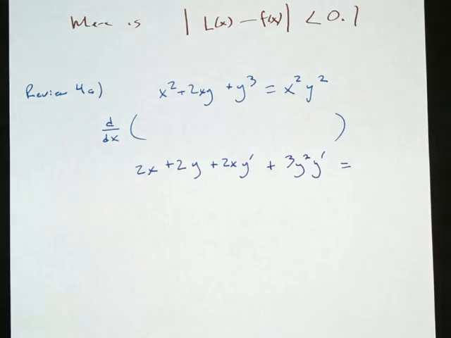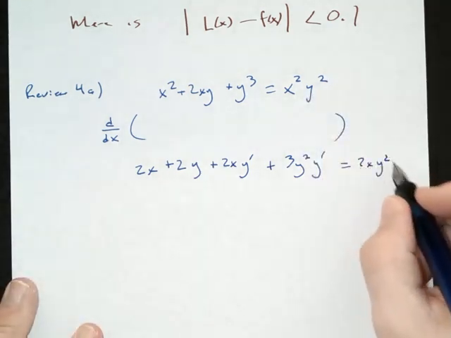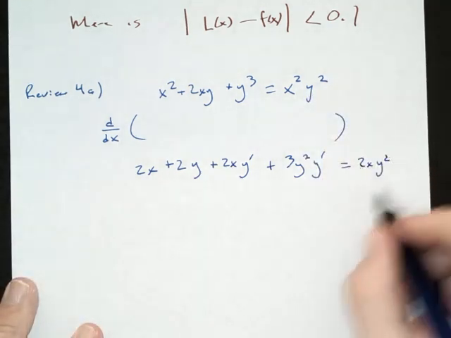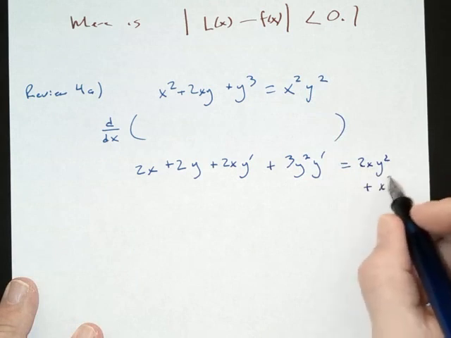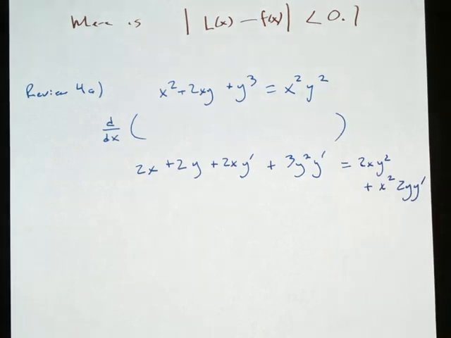On the right-hand side, x squared y squared is a product. Derivative of x squared is 2x, leave the y squared alone. I'm going to run out of room here, so I'll put it underneath. Leave the x squared alone. Derivative of y squared is 2y, and my y prime.